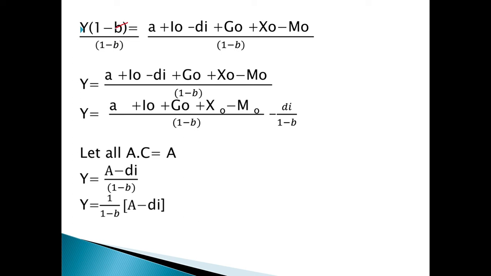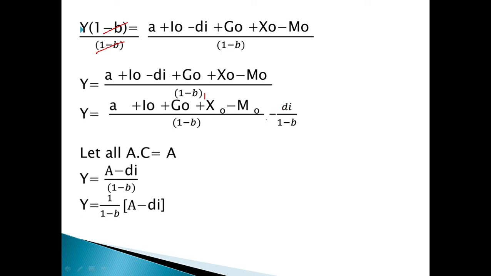Then this 1 minus b can cancel this 1 minus b. So we'll be left with A plus I naught plus Di plus G naught plus this over 1 minus b, which is what we have here. So we can now separate this by bringing all autonomous components together and taking the one with the interest rate separately.